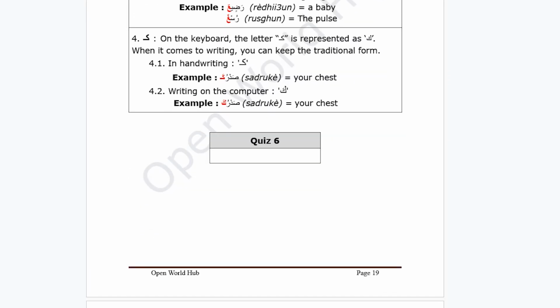It's important, before passing to the rule number 3, to take a note about the letter K. Usually K is written the same as the standard form at the end. But when we write with a computer, K at the end is usually displayed like this. So just take a note that K can sometimes appear like this at the end. If you are writing by hand, you can write K the same as the standard form.